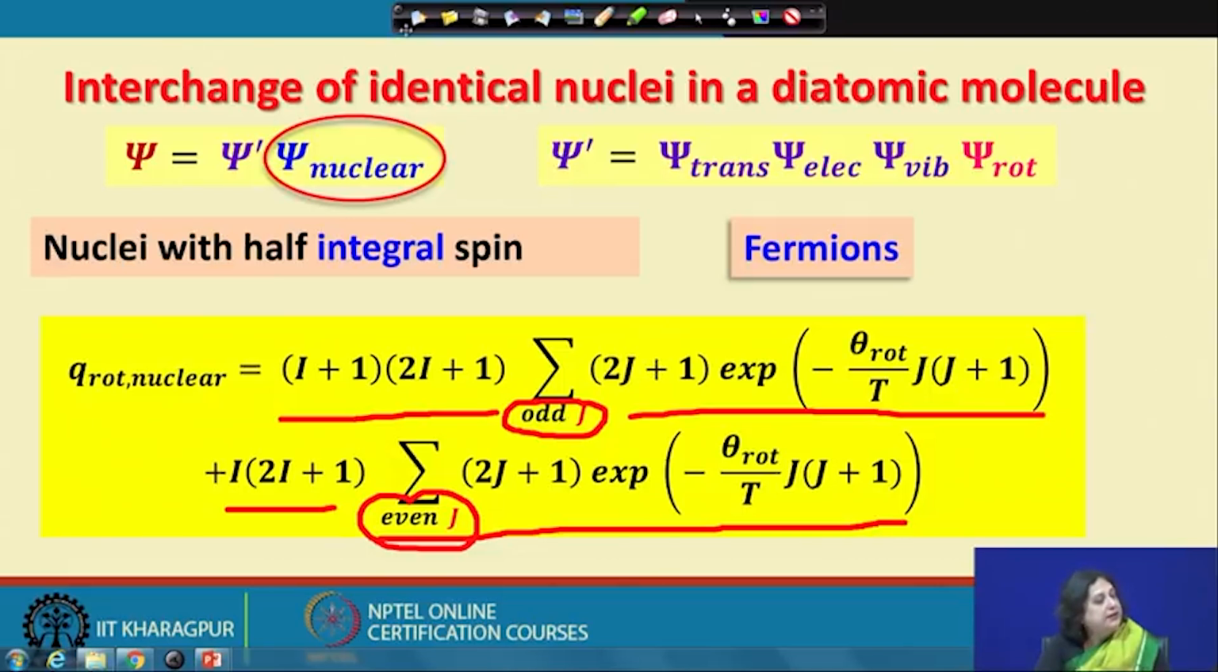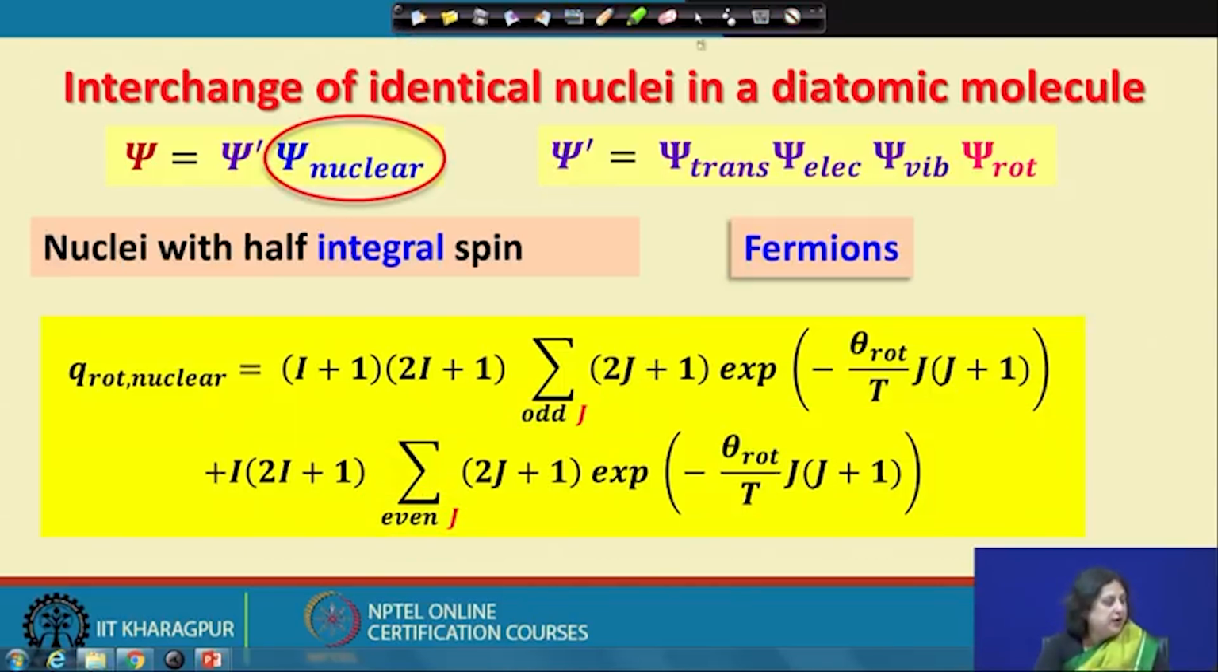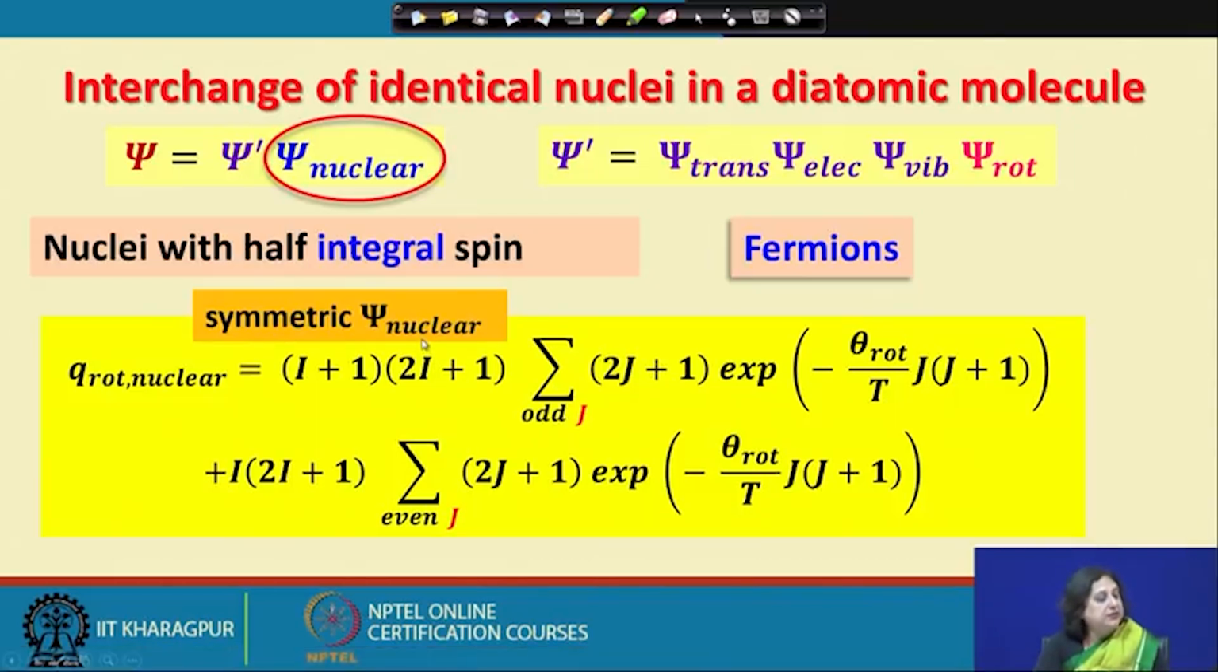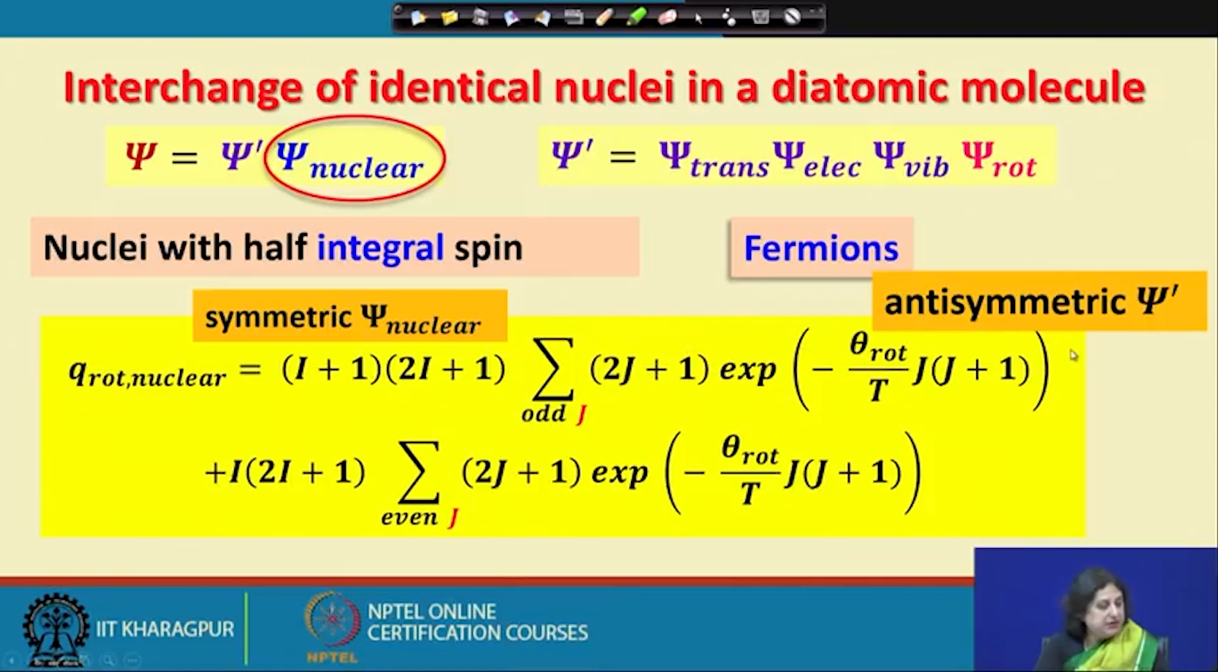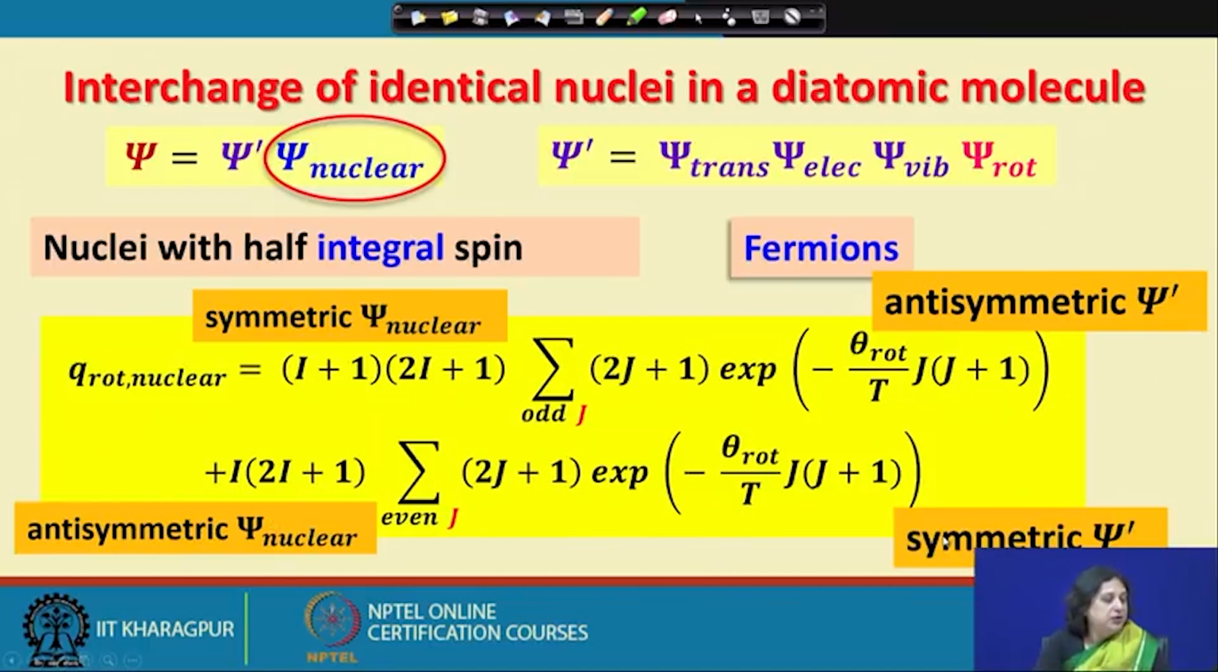If we just look back at the rules of the game that we have introduced so far, I quickly understand that the first term is obtained from a coupling of the symmetric psi nuclear to antisymmetric psi prime, and the second term results from antisymmetric psi nuclear with symmetric psi prime. Now, all these are very important for understanding what possible expressions Q rot nuclear can take and preserve the overall symmetry requirement of the underlying wave function for the diatomic molecule.